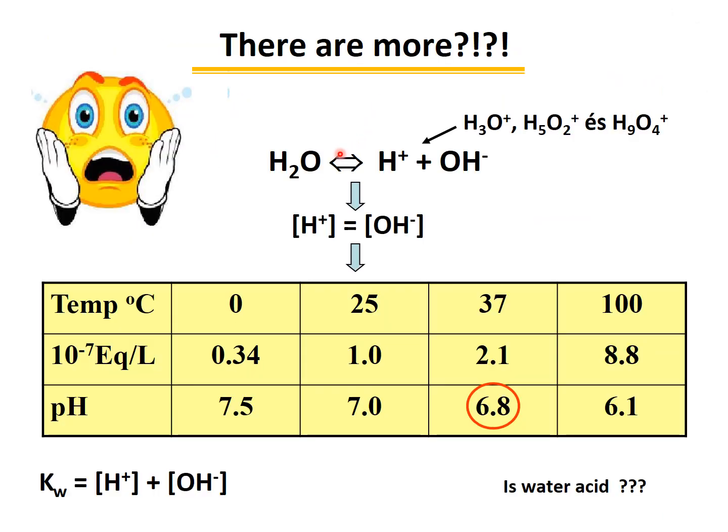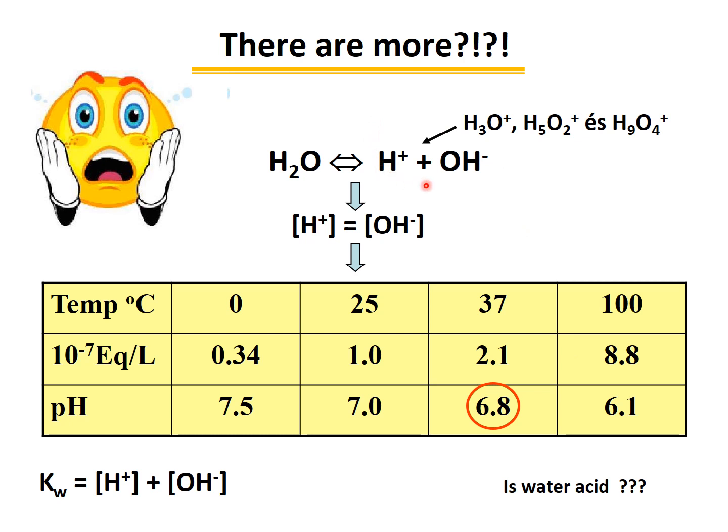Now another thing, the water. You know very well that the water is going to change its pH. When you measure the water pH, for example, at 0 centigrade, it's about 7.5. At 25 centigrade, of course, the dissociation of the hydrogen and hydroxide is the same, so the pH is about 7. However, if you start to warm up the water, the pH is going to decrease. So is the water acidic? Well, why is the pH changing?